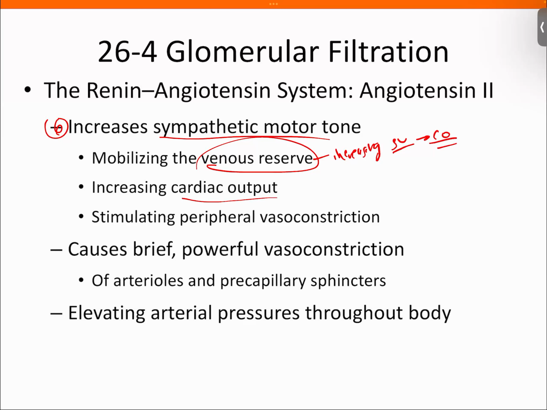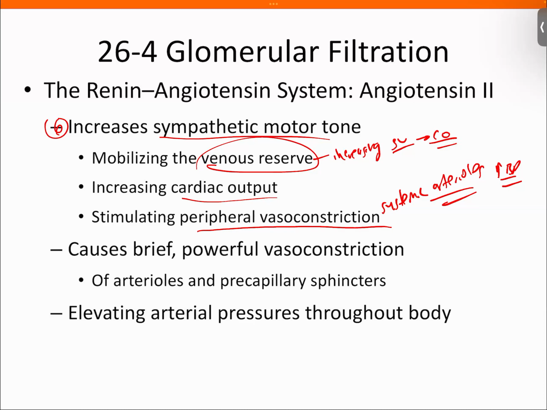And it also has an effect on your systemic vasculature. So it'll actually stimulate peripheral vasoconstriction. This is basically of systemic arterioles, which will increase blood pressure. So angiotensin 2 has a far reach. I mean, it touches everything. Everybody's touched by angiotensin 2.